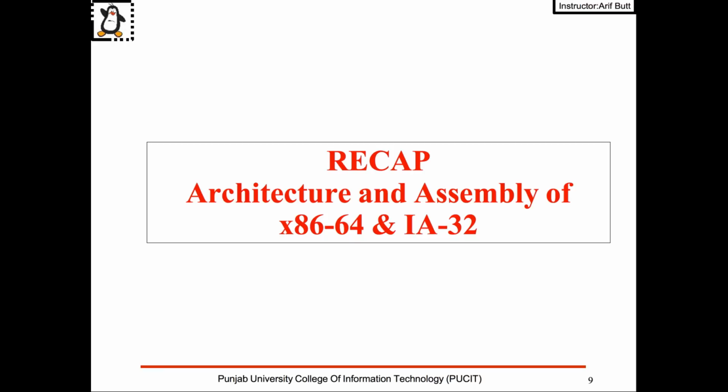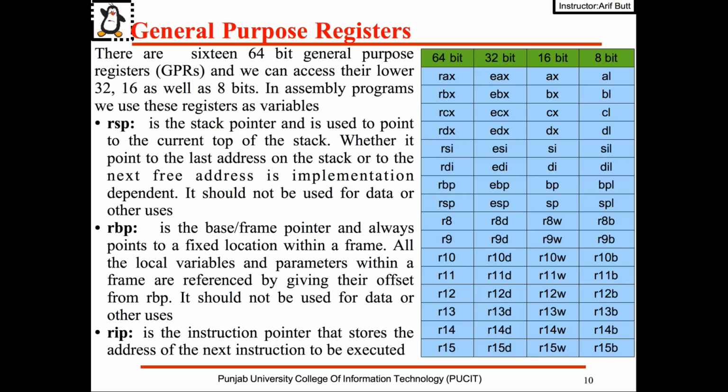Okay, my dear students, to have a strong grip on the topic of buffer overflow, you need to know a bit about the Intel architecture and its assembly as well. Let me spend a few minutes and have a quick recap. Well, there are 16 64-bit general purpose registers, and we can access their lower 32, 16 as well as 8 bits. Their names are mentioned in the table.